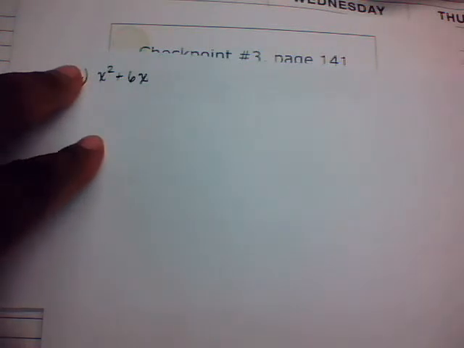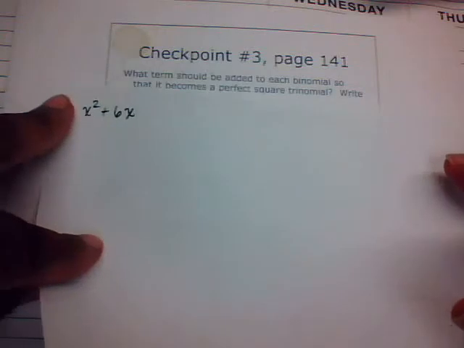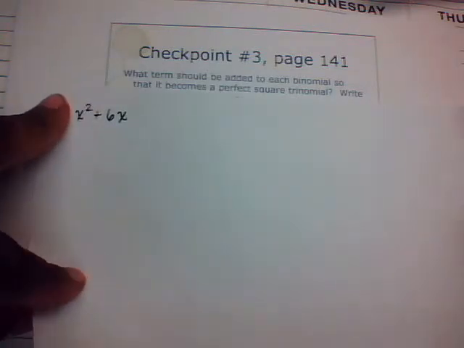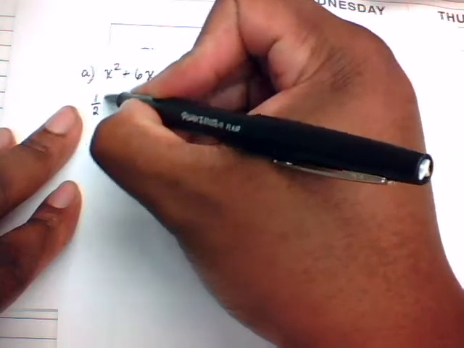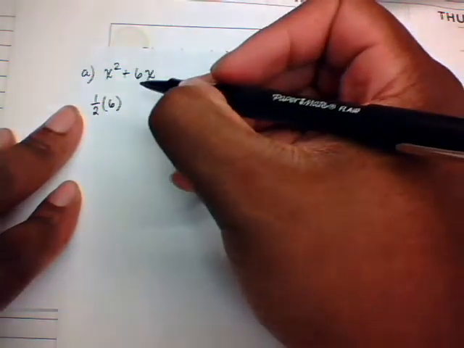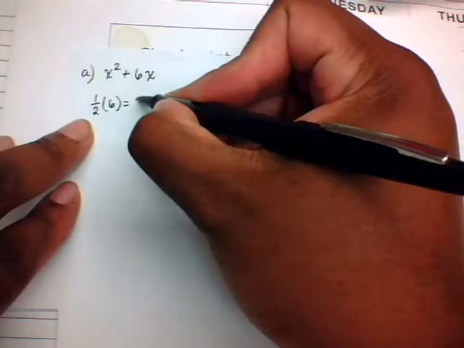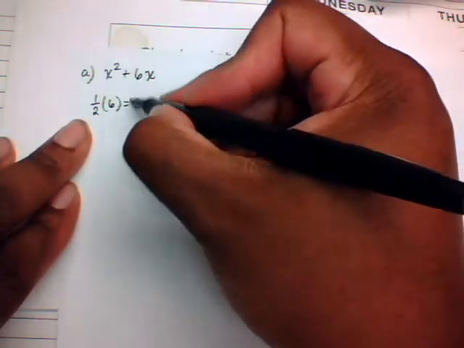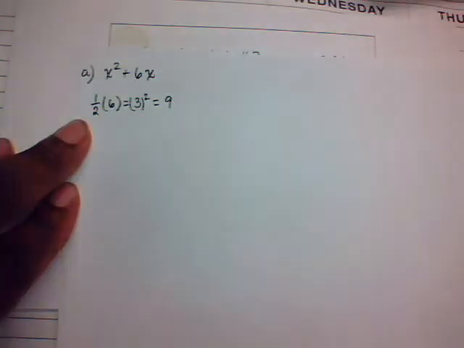Okay, so here we want to use that concept of completing the square because we want to know what terms should be added to each binomial so it will become a perfect square trinomial. All right, let's look at the coefficient of x, which is 6. To do that, you take 1/2 the coefficient of x, which is 6. So here, half of 6 will be 3. And then you're going to square the 3, which will be 9.